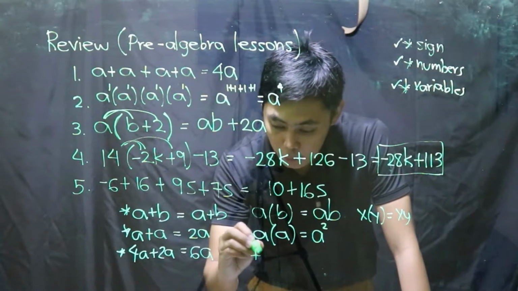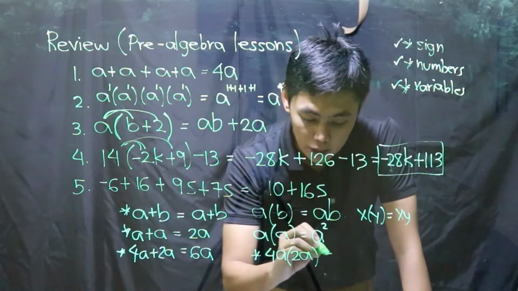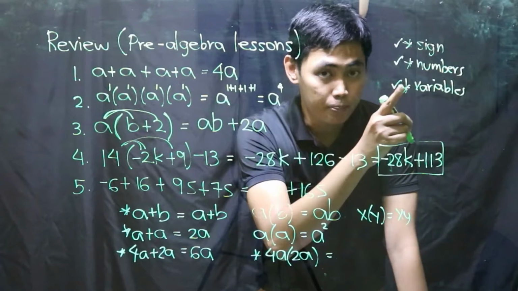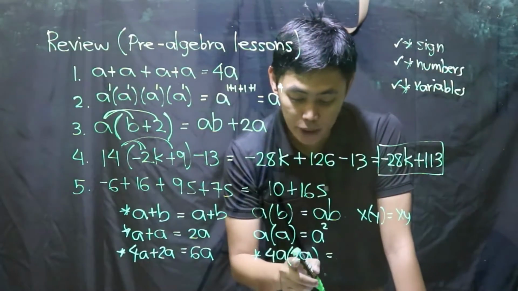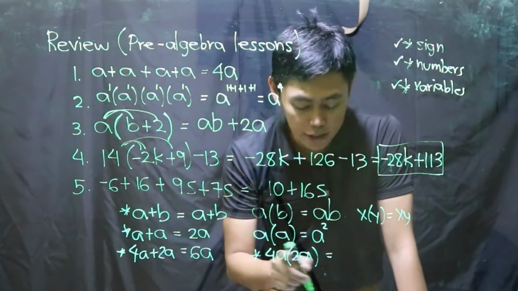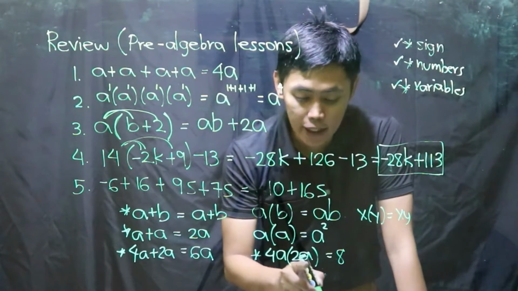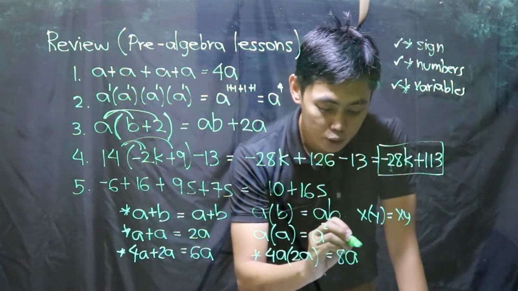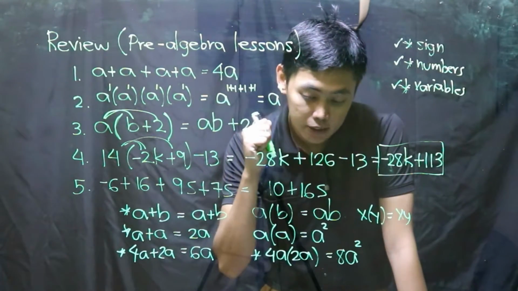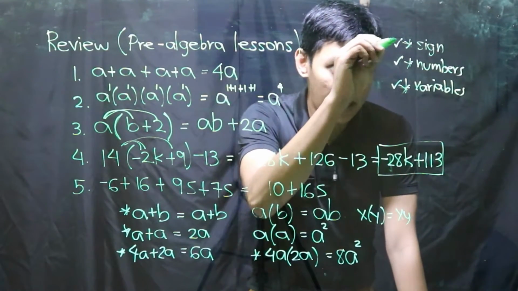Let's do this. How about 4a times 2a? So first, this is our pattern. Sign. So positive, positive. So it would be positive. Numbers. 4 times 2, that would be 8. a times a, that would be a squared. Alright? So there is a difference between adding and multiplying variables. So please take note of this step.